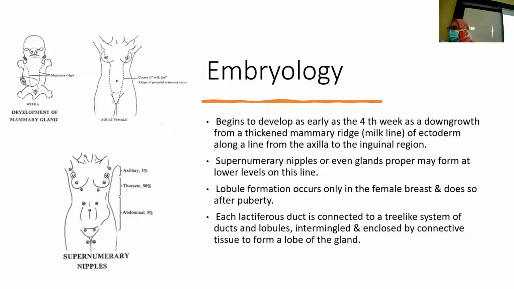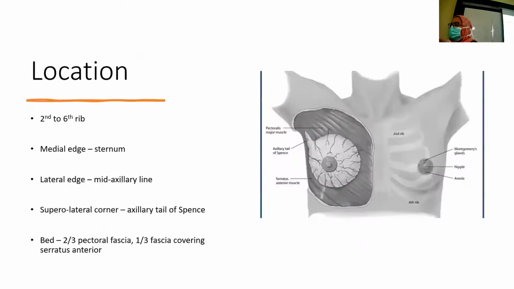In the female breast, lobule formation occurs after puberty. Each lactiferous duct is connected to a tree-like system of ducts and lobules, enclosed by connective tissue to form a lobe of the gland. That forms the parenchyma of the breast.